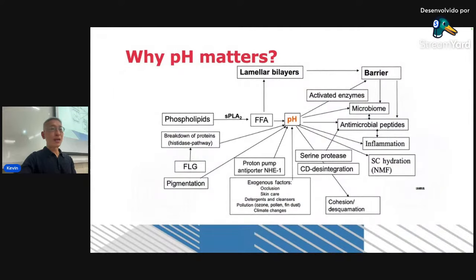So why pH matters? I think this is a very, very busy diagram just to illustrate all the different components of how the skin maintains pH and the outcomes with the normal skin pH level. You can see the fatty acids, the phospholipids, and the different layers and sebaceous glands. All those production of essential amino acid is able to maintain the skin pH, and ultimately the outcome that we're interested in is the establishment of a normal microbiome and the normal skin hydration level, and promoting normal cell desquamation as well.